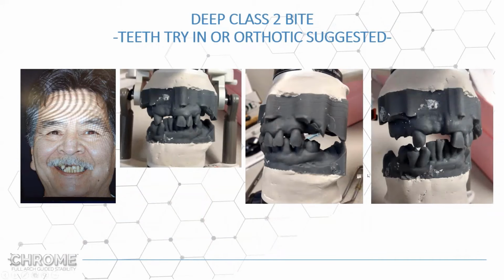Another example, deep class 2. Here's where we started. Here's the patient, and you can see he looks a little bit overclosed. And again, just pictures of where we propose to open the bite to, so that they can see it and agree with it, or give us feedback on how they want us to change it or close it or whatever.